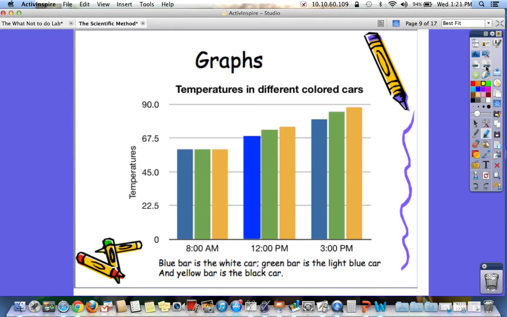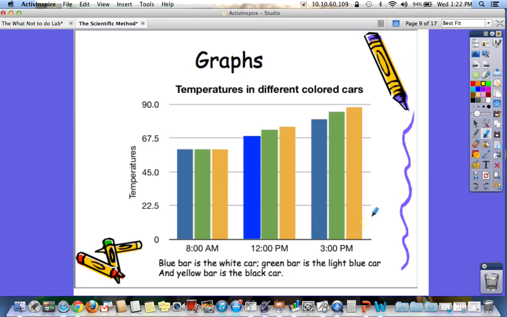For an example, the graph on our car experiment, and it shows the temperatures of each car. Notice that this has a title, each axis has a label, and then my key didn't work out just right, so my key's in words, but the blue bar was the white car, the green bar was the light blue car, and the yellow bar was the black car.